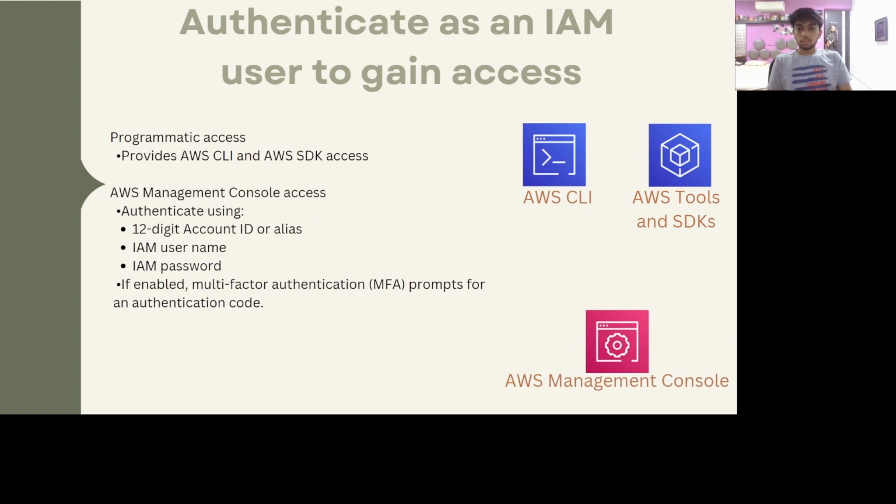The authentication part. The user can authenticate and gain access to IAM in two ways. The first is programmatic access, which the user can do with the AWS CLI, the command line interface, or the AWS SDK, the software development kit. The user can also access IAM with the management console, for which they will need a 12-digit account ID or alias, or an AWS IAM username and AWS IAM password. Also, if the user has enabled multi-factor authentication, MFA, then the console will also ask for an authentication code.